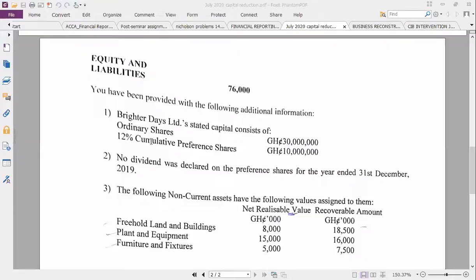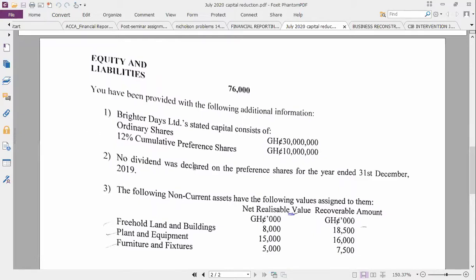Now let's critically analyze this position very well. Have you seen these cumulative preference shares here? You know that for preference shares, the dividend on the preference shares must be paid. It's fixed. Whether you earn money or not, it must be paid cumulatively. Whether you declared it or not, it must be paid. So you have to take note of that.